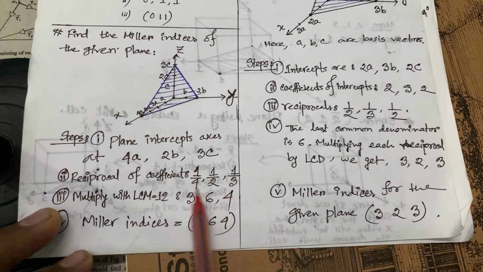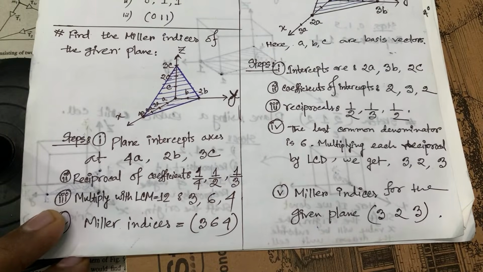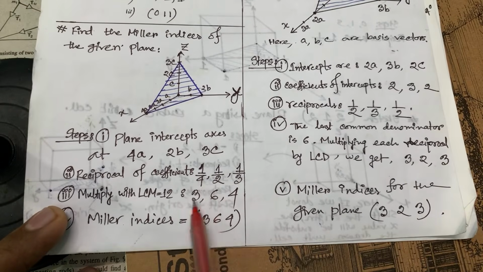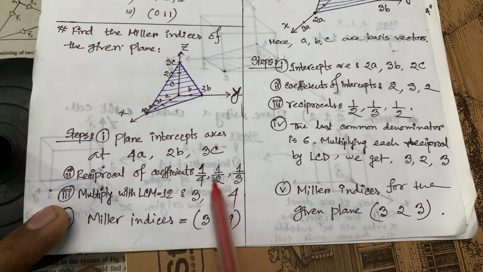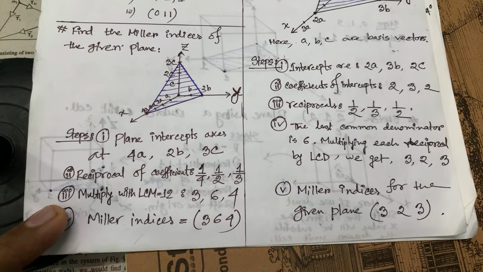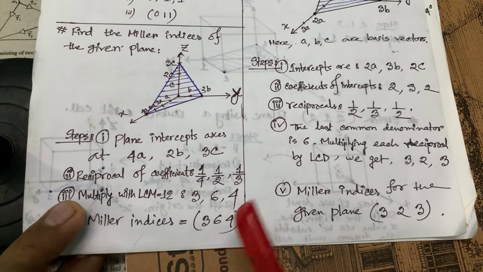Oh no, this is not the Miller indices because this is a fractional value. Remember, Miller indices can never be fractions. So what do we do? We take the LCM of 4, 2, and 3. We get 12. So multiply each of them with 12. You get 3, 6, and 4. This is your Miller indices, guys. Miller indices here is 3, 6, 4.